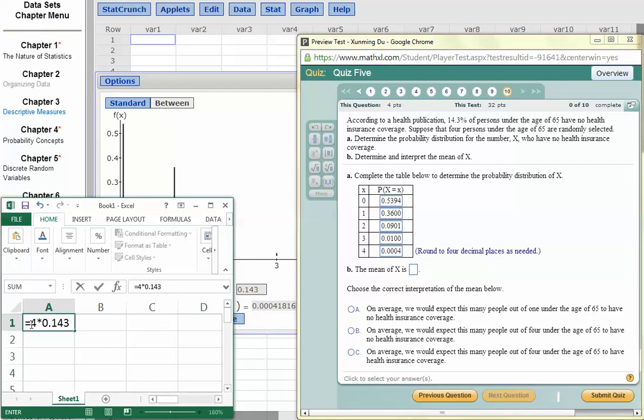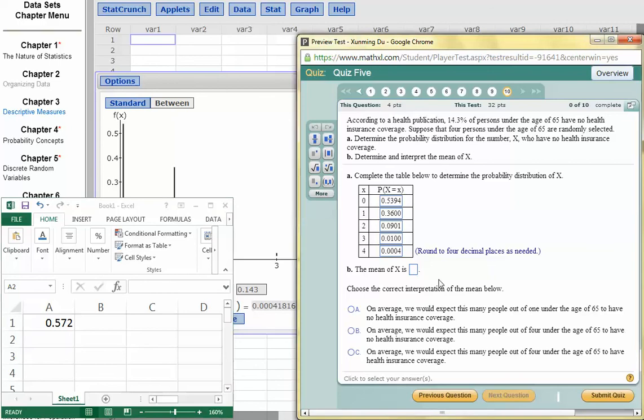Remember that in front of the multiplication expression, you have an equal sign. Without the equal sign, the answer won't show up. That's what you want to be careful about. So you hit enter, you then have the answer, and you input right down here 0.572.